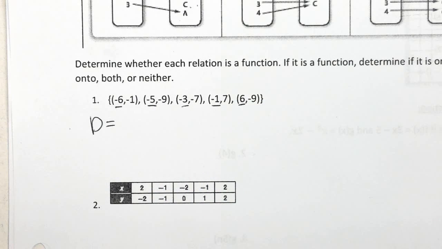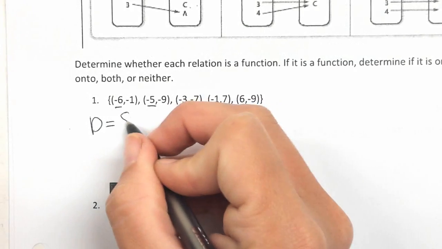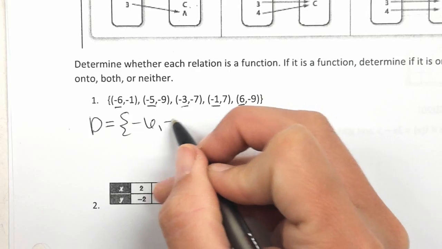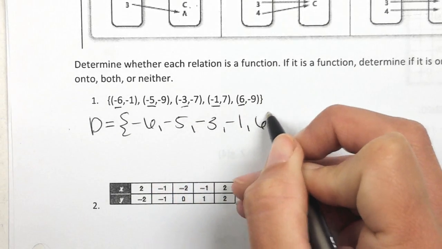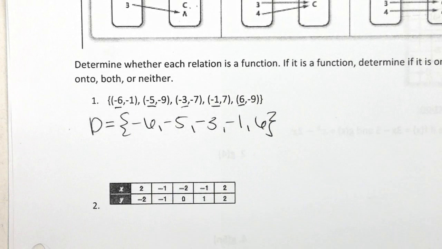Good. When we list these as our domain, you need to write them in order from least to greatest on the quiz. So which one's the smallest? Next. And they won't always be in order like this. It just happens to be in this one.